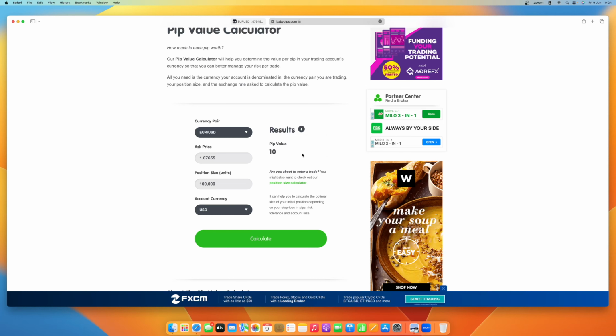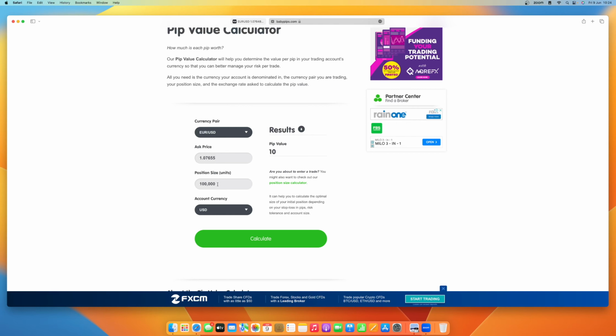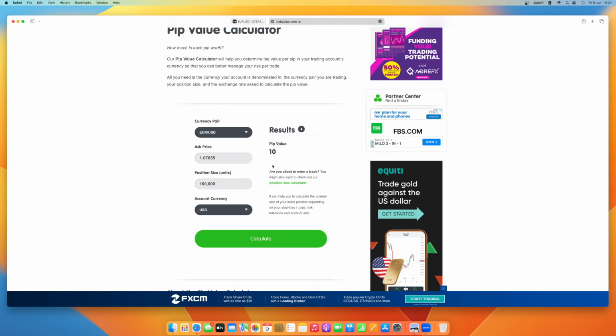Again, you come to this website by clicking on the link, and then you choose the pair you want to trade. By default, it is set to Euro USD, but you change it to the one you want, maybe USD CAD, USD JPY. The ask price is the current price. You don't need to fill this one. It's going to be filled automatically. So all you have to do is choose the currency, and under position size, put 100,000, and then click calculate. And then it's going to bring this out as 10. So the value per pip for Euro USD is 10. You have your second answer.